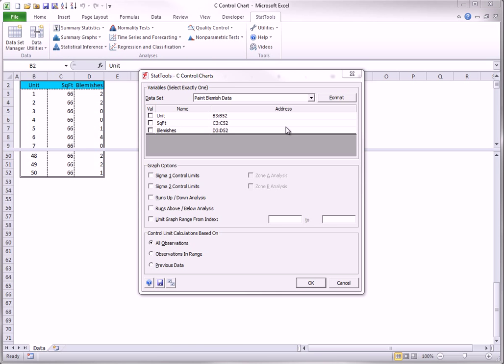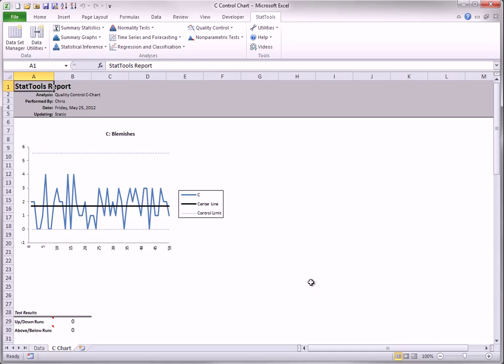The StatTools dialog box in this case is straightforward. The only variable that needs to be checked is the one that records the number of defects. I will again check for runs up and runs above. And you can see that there are no out-of-control conditions. Note that the lower control limit is at zero. It can't be negative because this wouldn't make any physical sense.